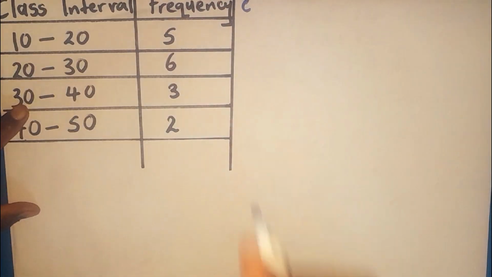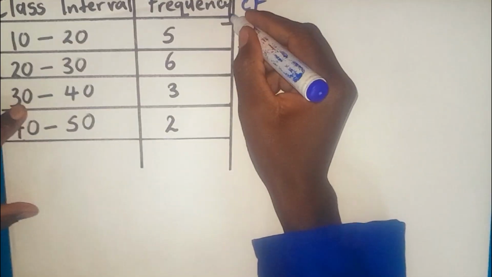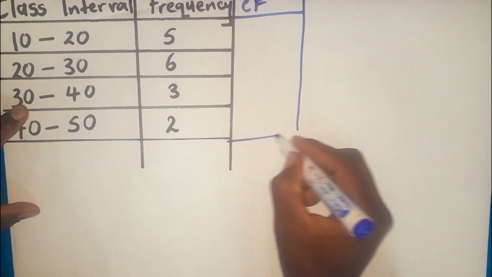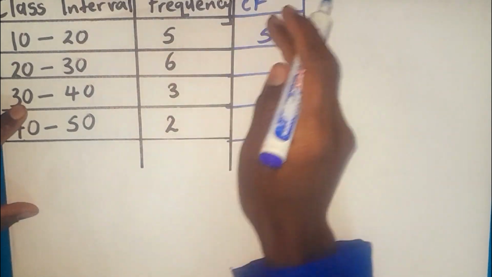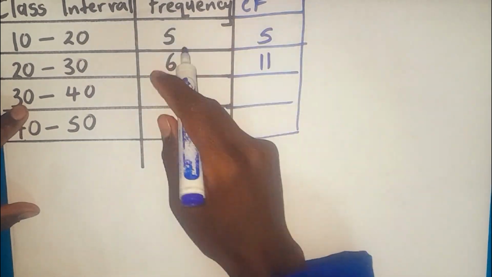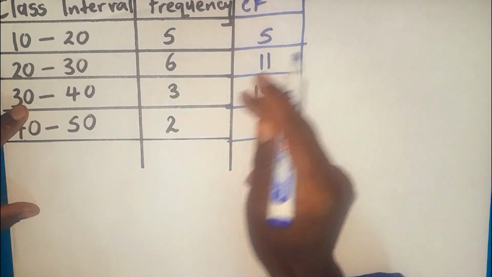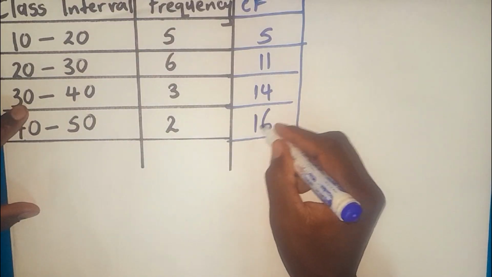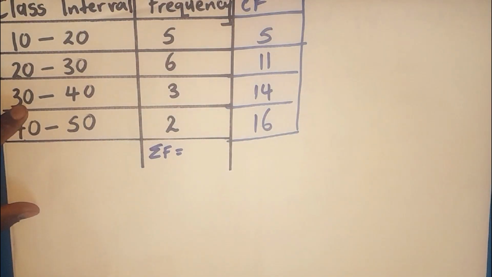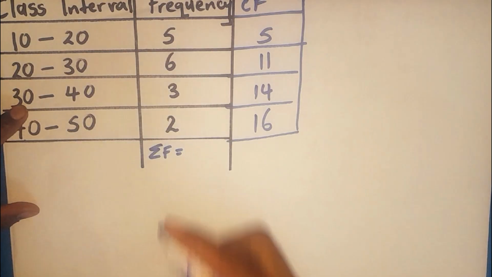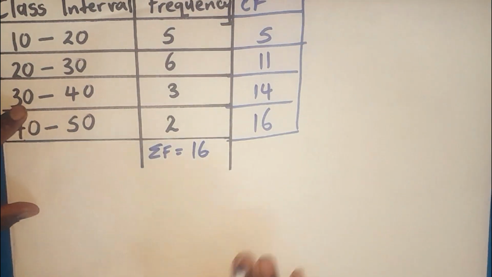So the cumulative frequency column we are going to add here, and then we calculate our cumulative frequency. 5, then 5 plus 6, that's 11. 11 plus 3, 14. 14 plus 2, that's 16. Then let us calculate the total frequency: 5 plus 6 plus 3 plus 2, that's 16. So correct, you are doing it in the right way.